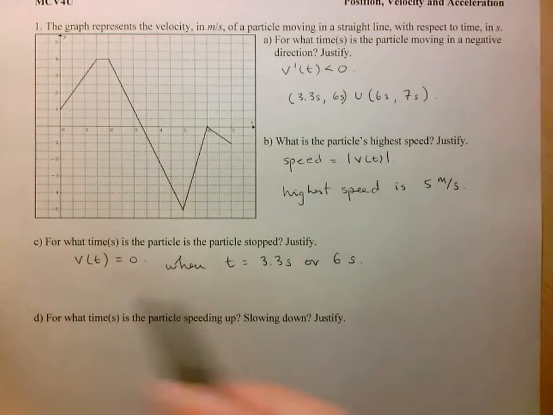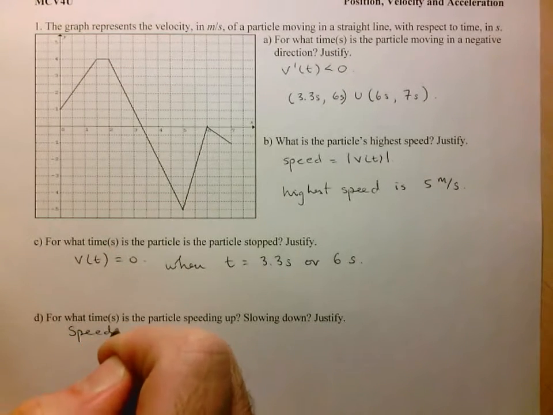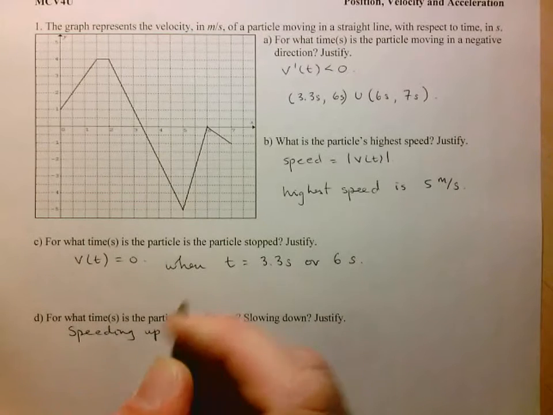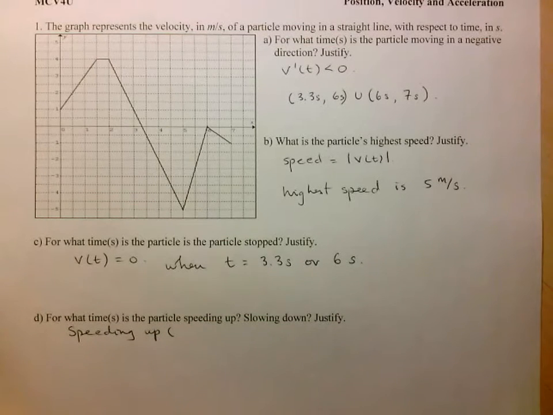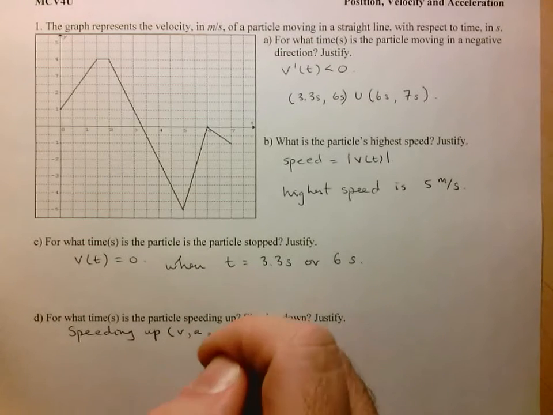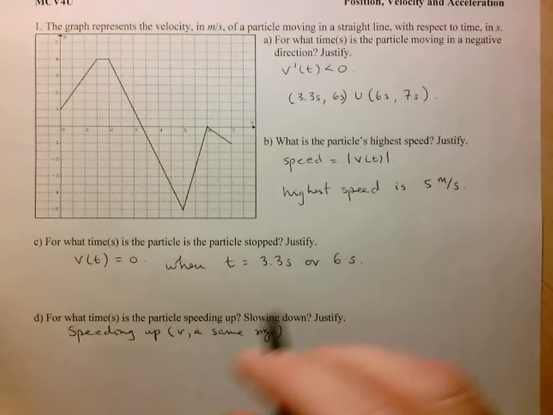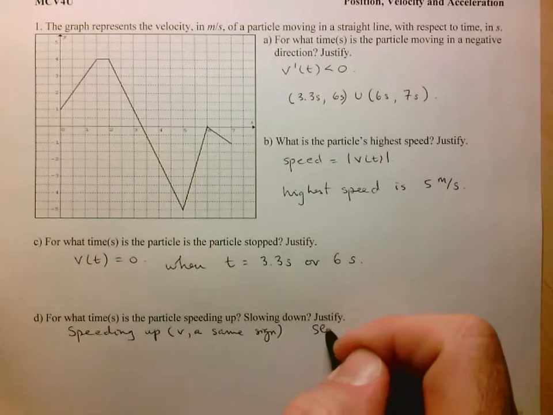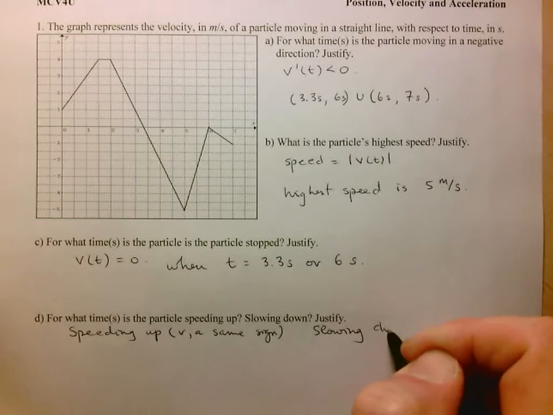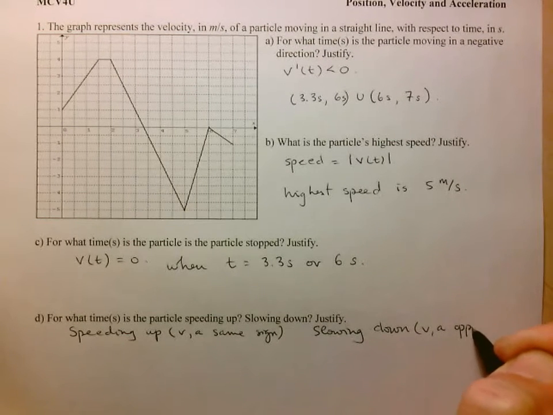Let's make ourselves a little chart. We'll put speeding up, and here as our justification, we know that V and A have to have the same sign. Then our second will be slowing down, and here V and A have to have opposite signs.